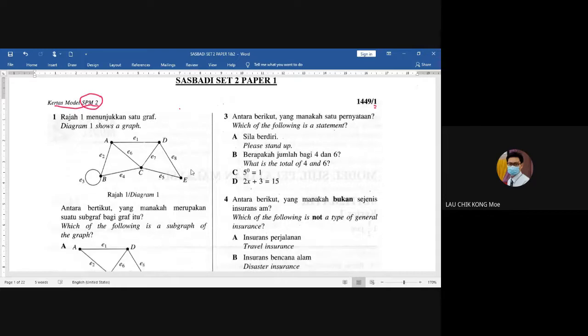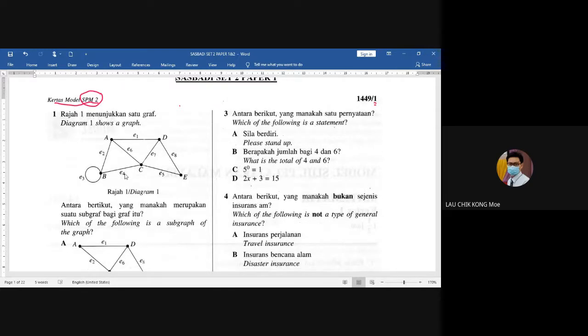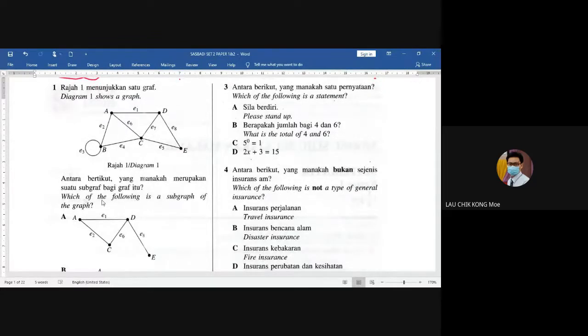Okay, question number 1. Diagram 1 shows a graph. This is a graph theory topic, in Form 4, right? Which of the following is a subgraph? Oh, this one is very easy, a subgraph.